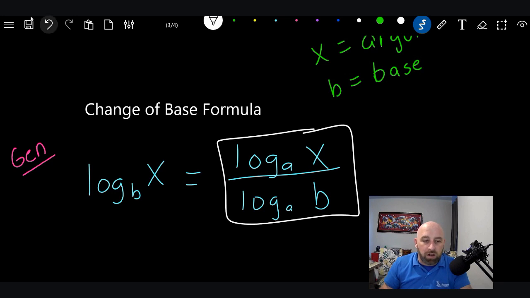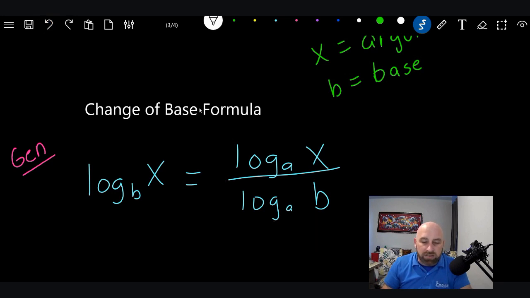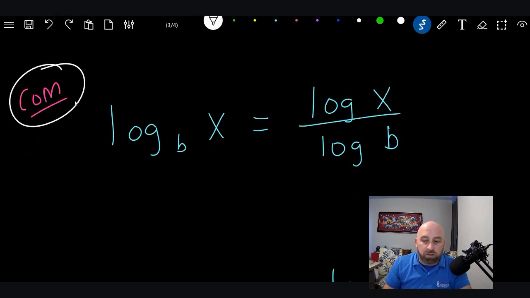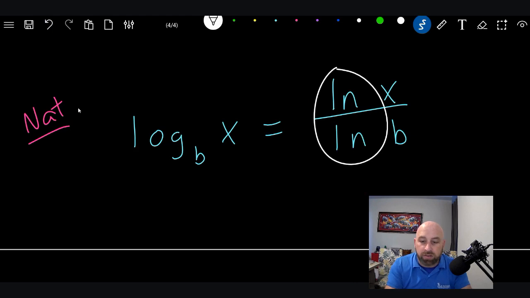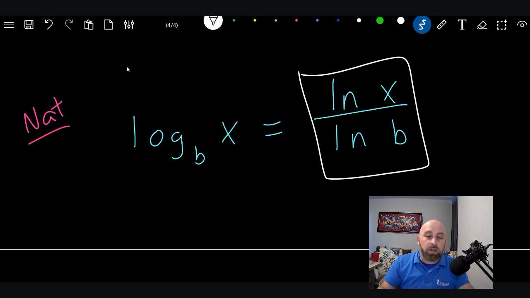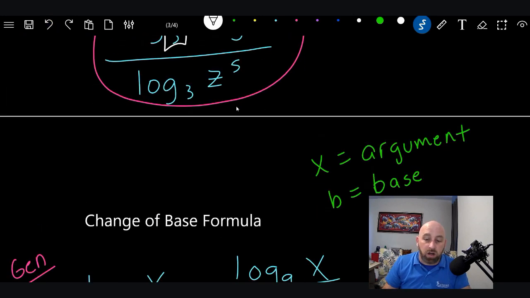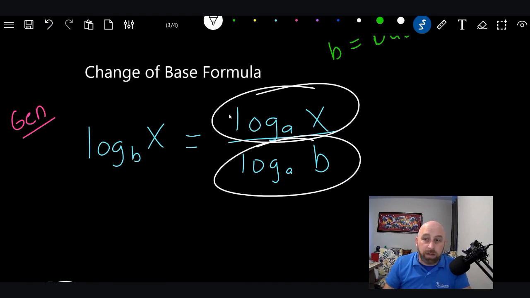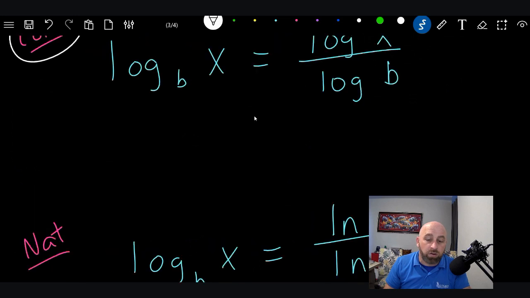What is that log a right here? Well, that's a different thing. It's got a different number there. This is the common log, so these are log 10s. And then you could also have it where it's a natural log, which is the ln right here. They're all the same. It's all a division problem. In essence, what you do is you take the log of the argument over the log of the base. Log of the argument over log of the base.